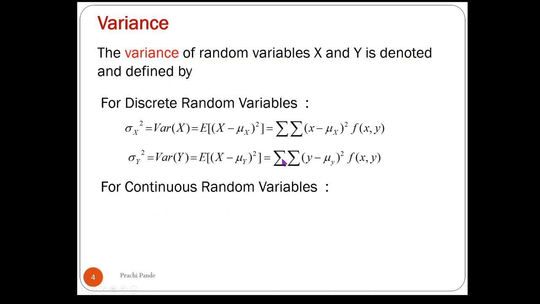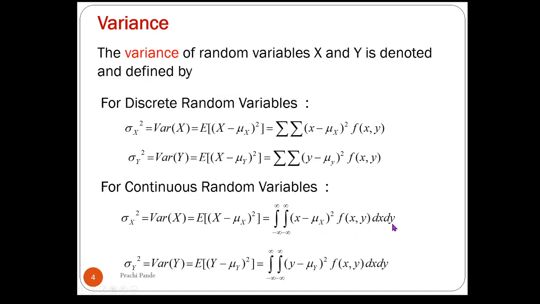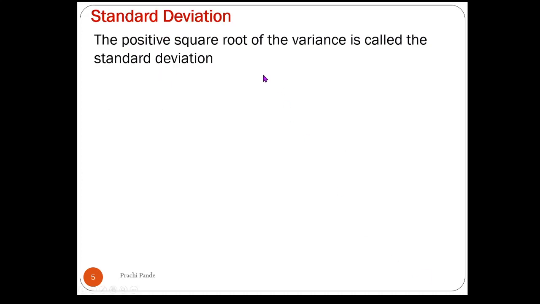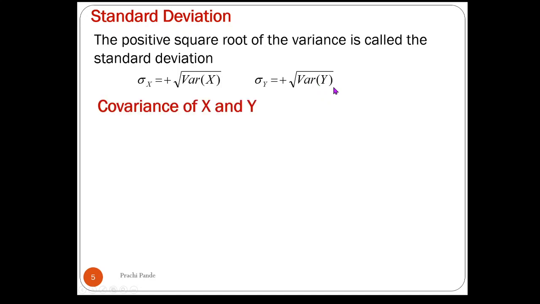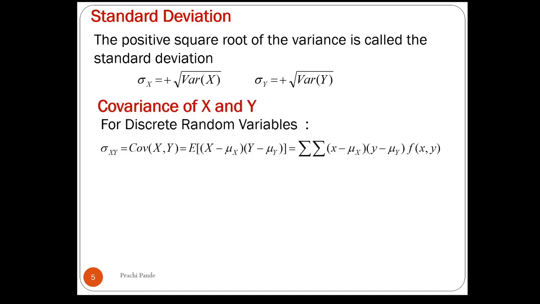For continuous random variables, this summation will get replaced by double integration from minus infinity to infinity. So variance of x is double integration from minus infinity to infinity x minus mu x whole square into f of xy dx dy, and variance of y is equal to double integration from minus infinity to infinity y minus mu y whole square f of xy dx dy. Standard deviation is nothing but the positive square root of the variance, and standard deviation for x is equal to positive square root of variance of x, and standard deviation for y is equal to positive square root of variance of y. Now the covariance of x and y.